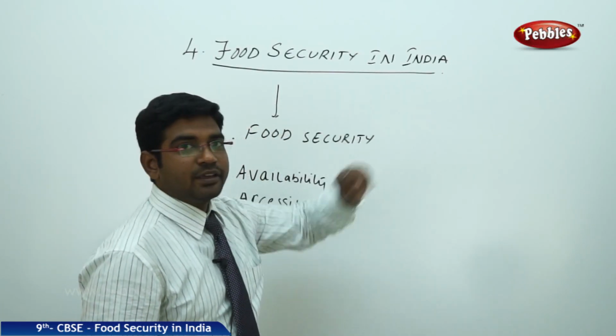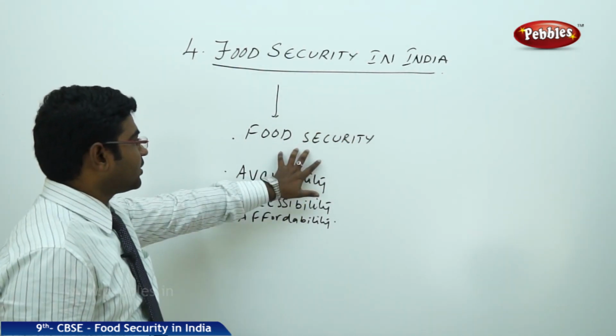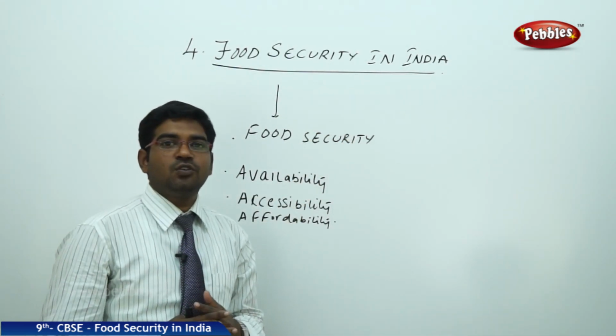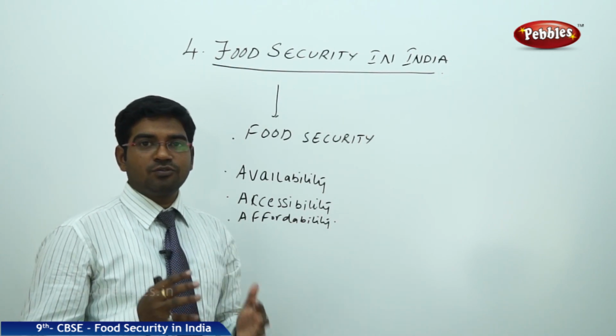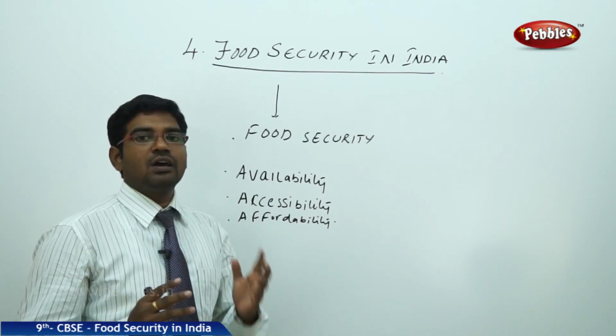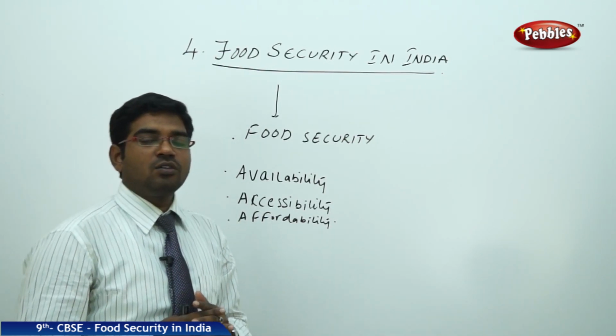Food security in India. The fourth chapter completely deals with food security. What is food security? Food security means the availability of food for all the people at all times. Why do we have to stress on food security?